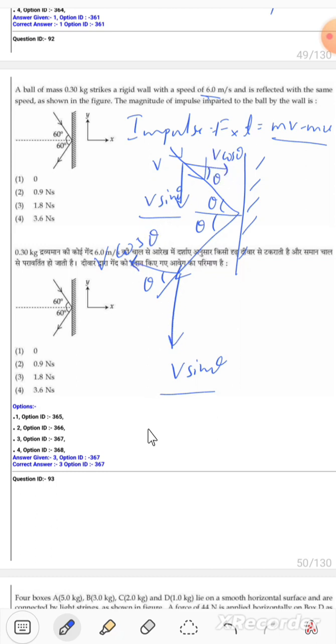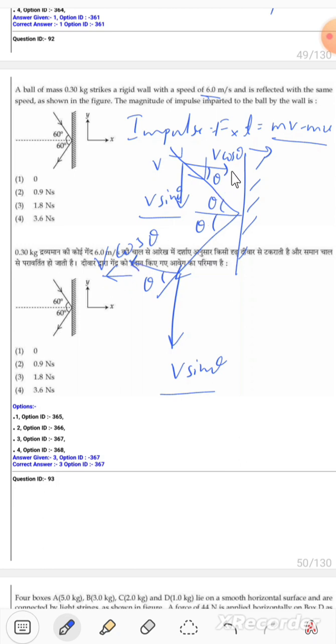So it will be final minus initial. Now if you look at this v cos theta, there is the initial part, that is just before the collision with the wall. This component is acting in this direction, and after reflecting, the final v cos theta is acting in the opposite direction.